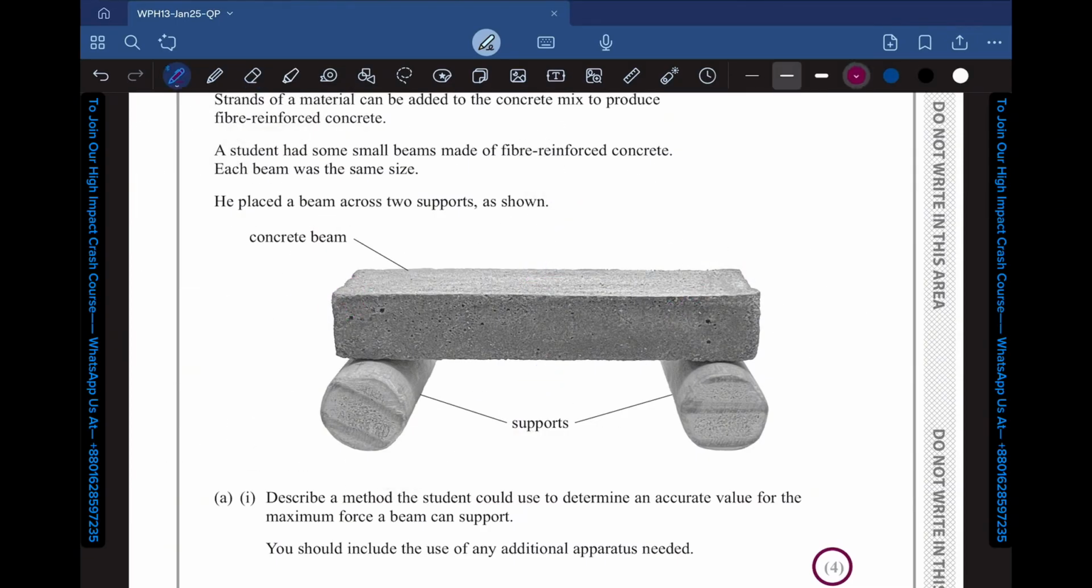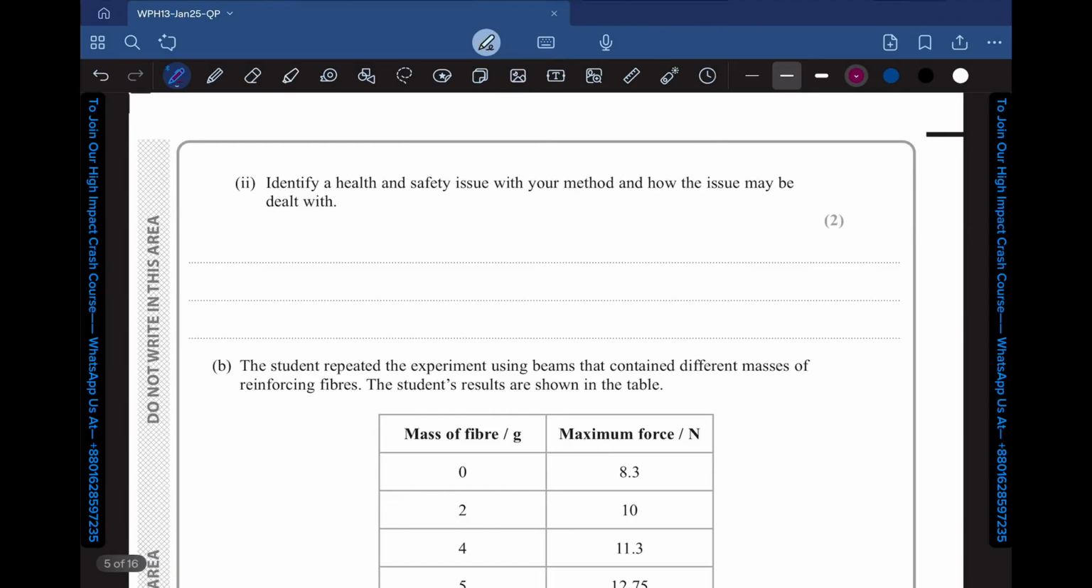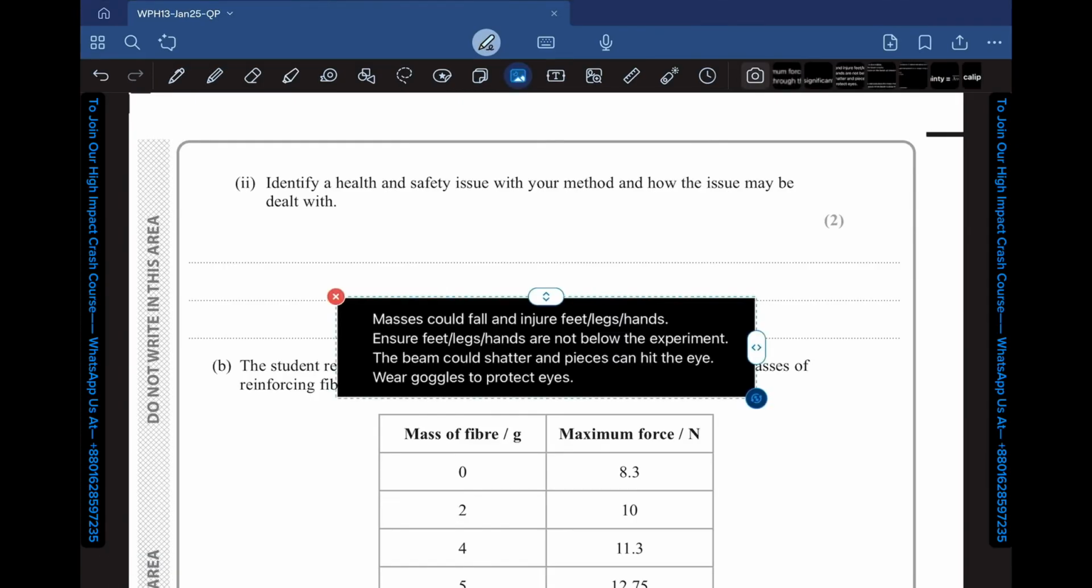And another thing that can happen is when we're adding masses again and again, one piece can shatter and suddenly it can enter your eye or hit your eye. So to save your eye, what we can do is use safety goggles, right? We can wear safety goggles. So this is what comes to my mind.